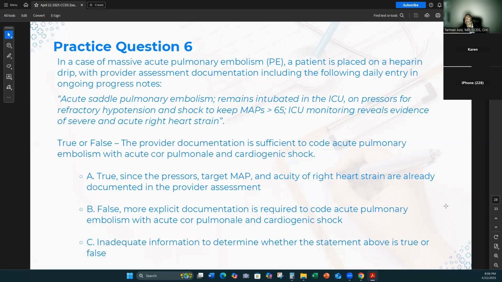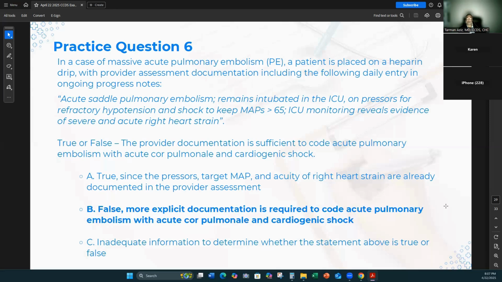How else can you ask yourself this question if you're not immediately sure? You might ask yourself, is severe acute right heart strain synonymous with or equivalent to acute cor pulmonale? And the answer is no, it is not. So that's a false statement.